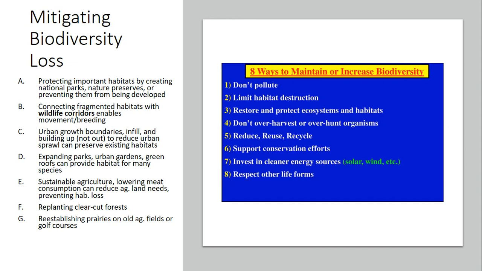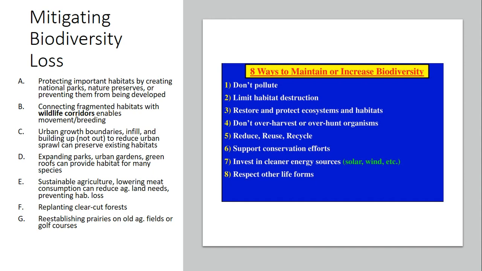We can implement greater sustainable agricultural practices, reduce our use of water and pesticides. We could potentially lower our meat consumption, which we know helps in preventing habitat loss, as well as decreases greenhouse gas emissions. Any clear cut forests, we could go in and potentially replant them in order to then reestablish the ecosystem.